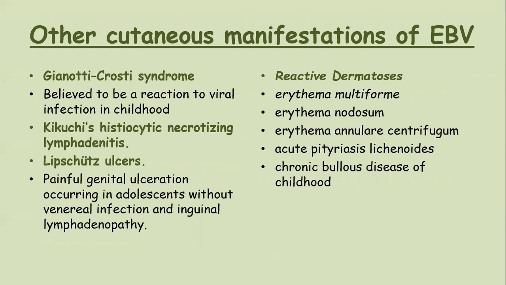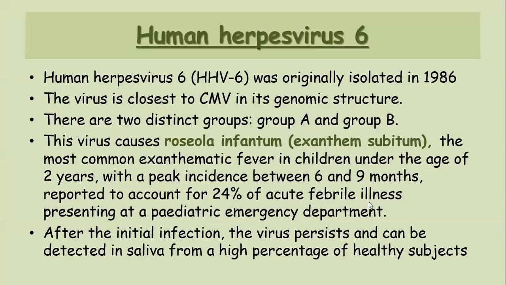Other cutaneous manifestations of Epstein-Barr virus: the genetic Crosti syndrome, Kikuchi histiocytic necrotizing lymphadenitis, and Lipschutz ulcers, which are painful genital ulcers occurring in adolescents without a venereal infection, associated with inguinal lymphadenopathy. Then several reactive dermatoses like erythema multiforme, erythema nodosum, erythema annulare centrifugum, acute pityriasis lichenoides, and chronic bullous disease of childhood may also develop as a result of Epstein-Barr virus infection.